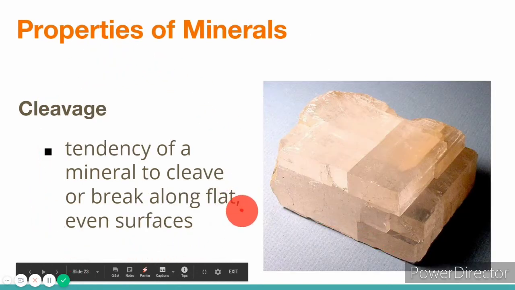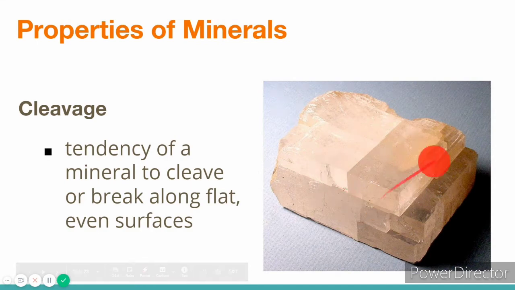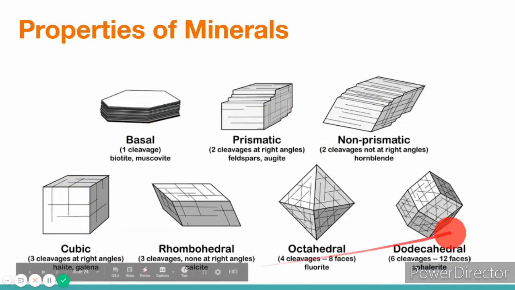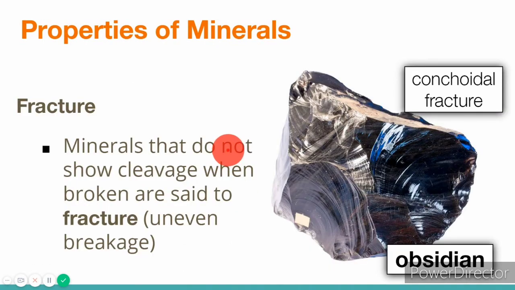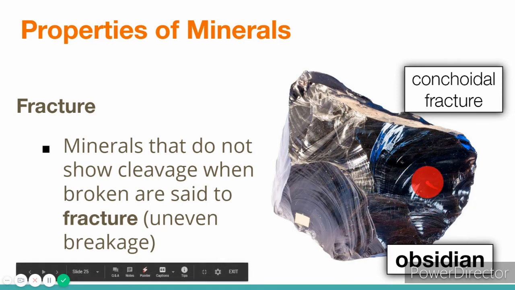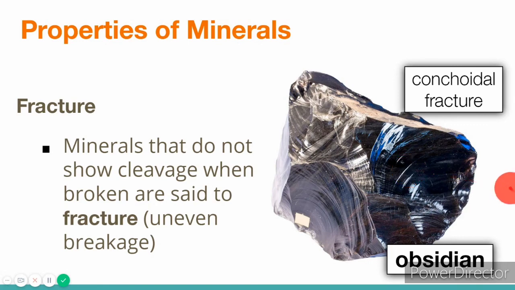Cleavage talks about the tendency of the mineral to break. Different minerals will have different ways of breaking, such as expressed here. So there are many different shapes to it. Now, if cleavage is more angular, fracture shows how uneven the breaking of a mineral is. So a mineral could have either fracture or cleavage.